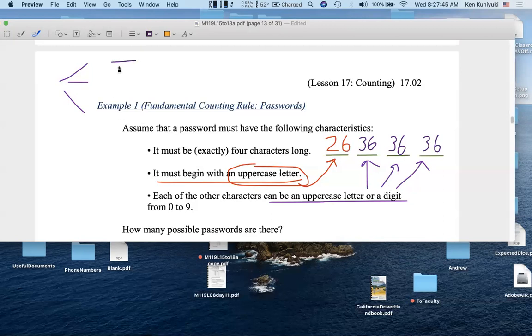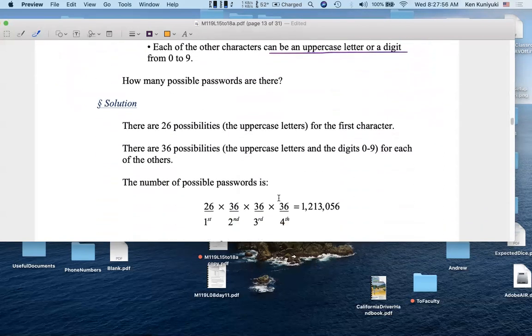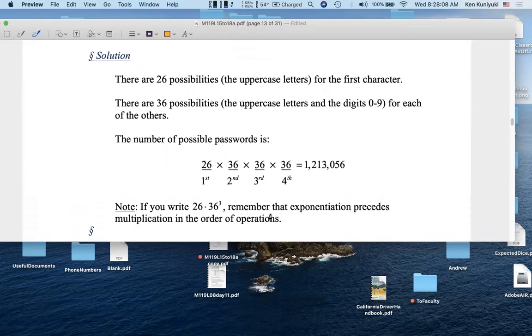Again, think of a big bushy tree with many branches. The total number of 4-character passwords that are valid here will be 26 times 36 times 36 times 36, or about 1.2 million. What's a faster way of writing this? 26 times 36, what? 26 times 36 to the third.